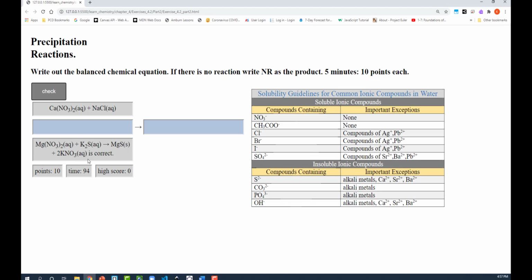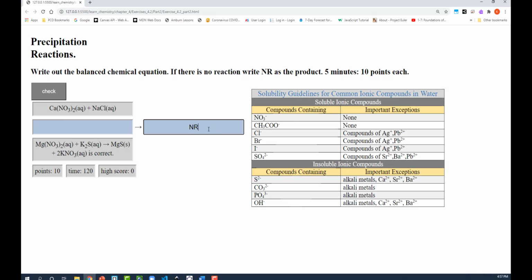I always do them the same way. Check first so you don't waste time. If there is a precipitate, you've got 5 minutes, you've got a lot of time, but check anyway so that you don't waste time. In this particular case, for example, calcium chloride, no precipitate there, sodium nitrate, nothing. So all I have to do is put NR as the product. So this one is nice and fast. NR, no reaction. I hit return, and it should give it to me.